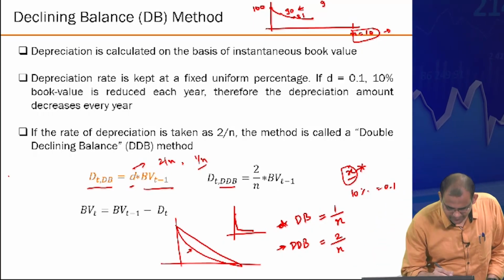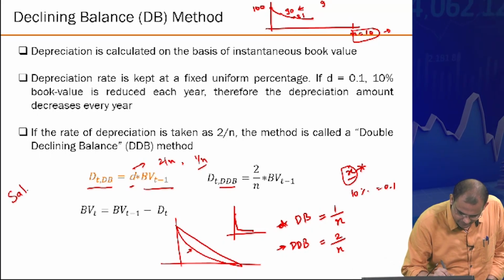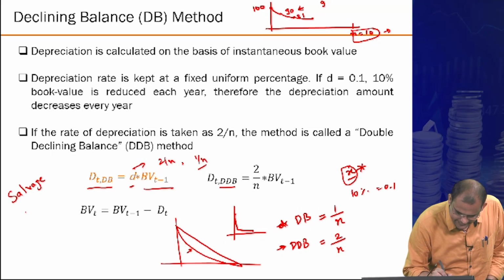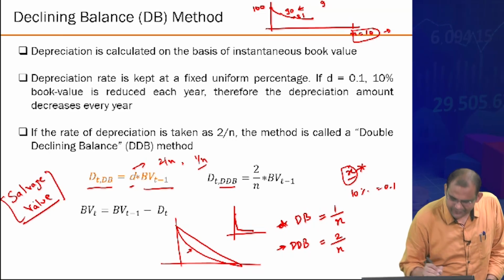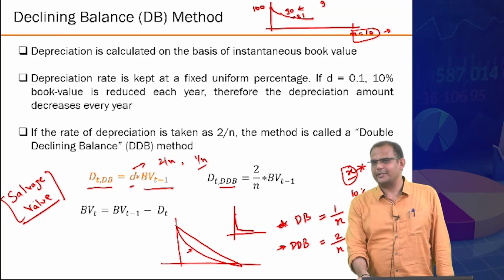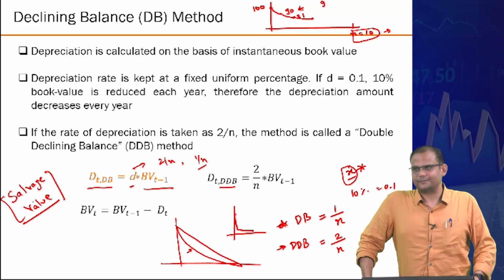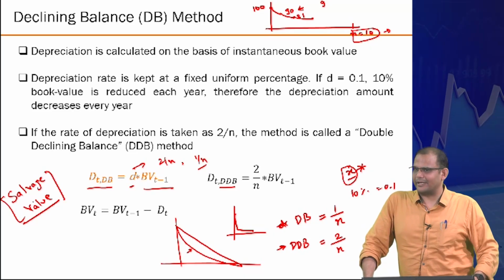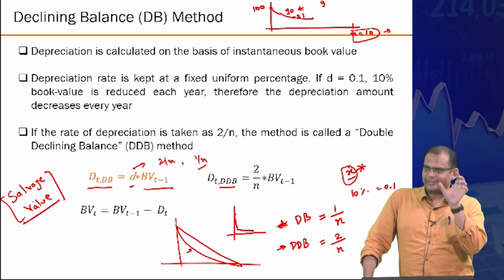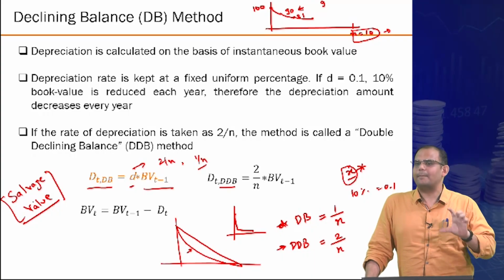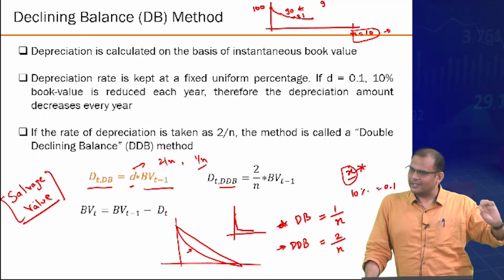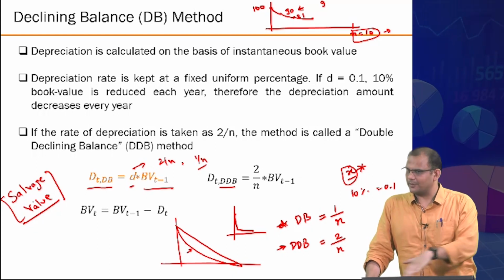Yes, so you have brought up an important point. What is the salvage value in this case? Are we using salvage value in the calculation? We are not using salvage value in the calculation at all. So the double declining balance or declining balance calculation is only dependent upon your initial amount and the number of periods, and you are able to determine it.